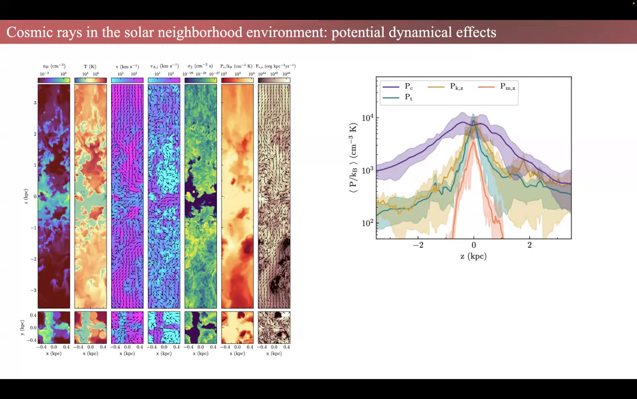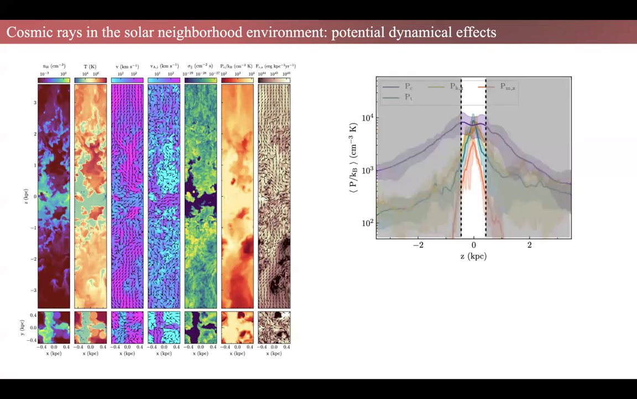Now, as I told you, cosmic rays influence the ISM dynamics by exerting pressure gradient forces on it. From this plot, if we focus on the disk region only, you can see that the cosmic ray pressure profile is relatively flat. So this means that the cosmic ray pressure gradients are subdominant compared to other pressure gradients. And so we expect that the contribution of cosmic rays in supporting galactic disks against gravity is subdominant.